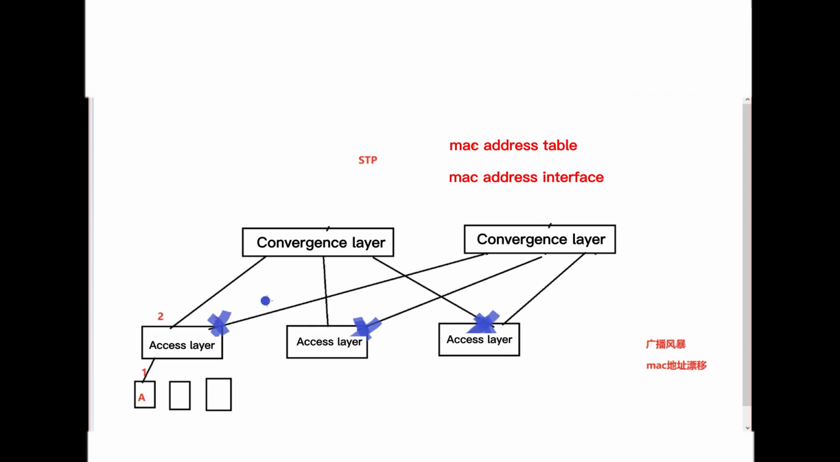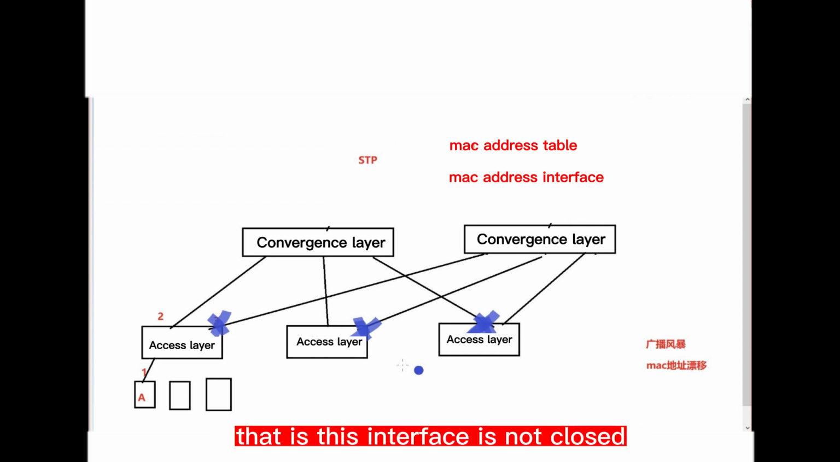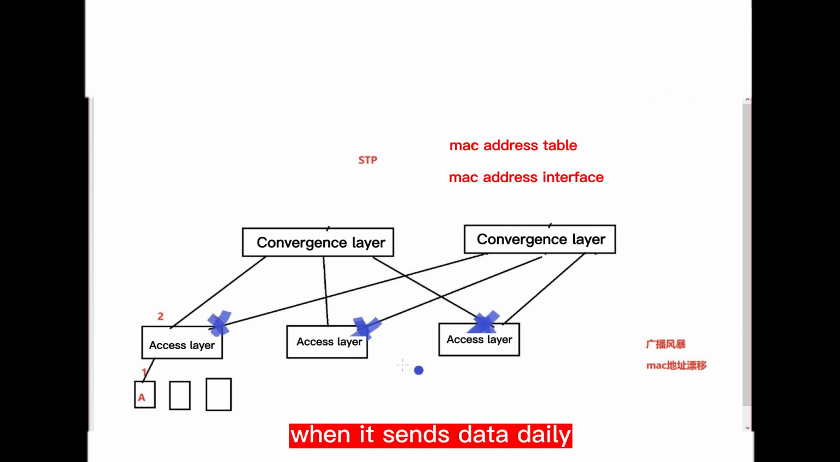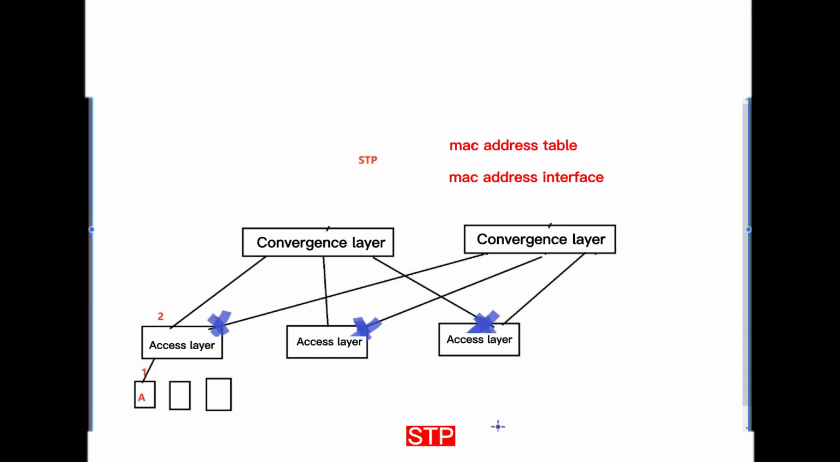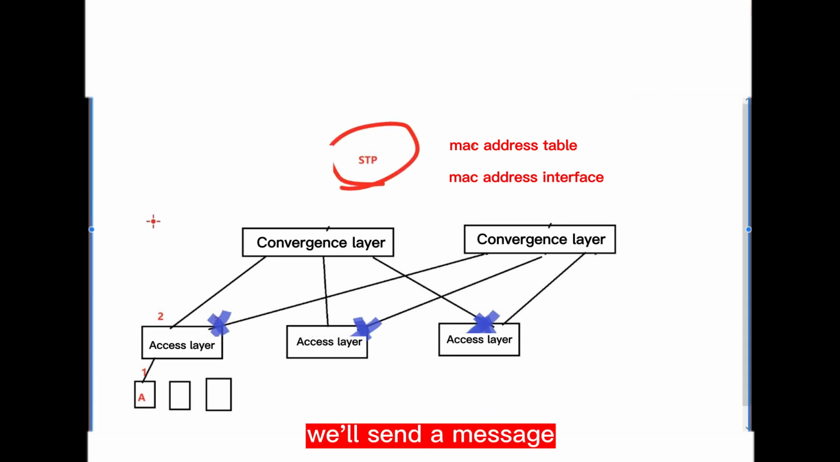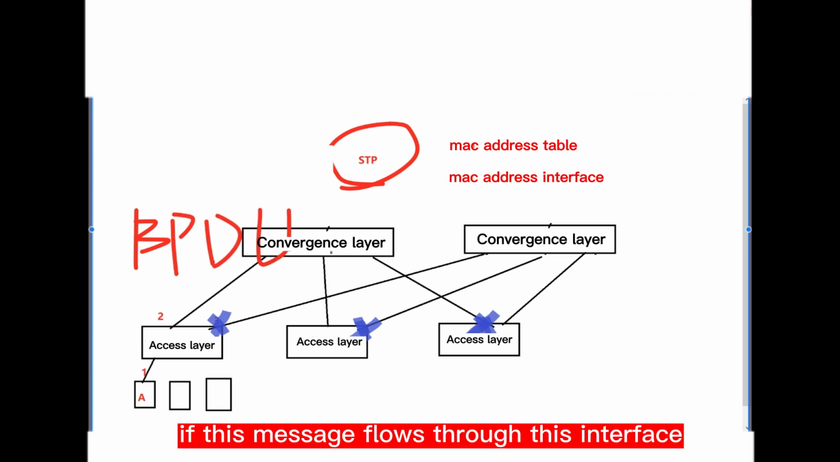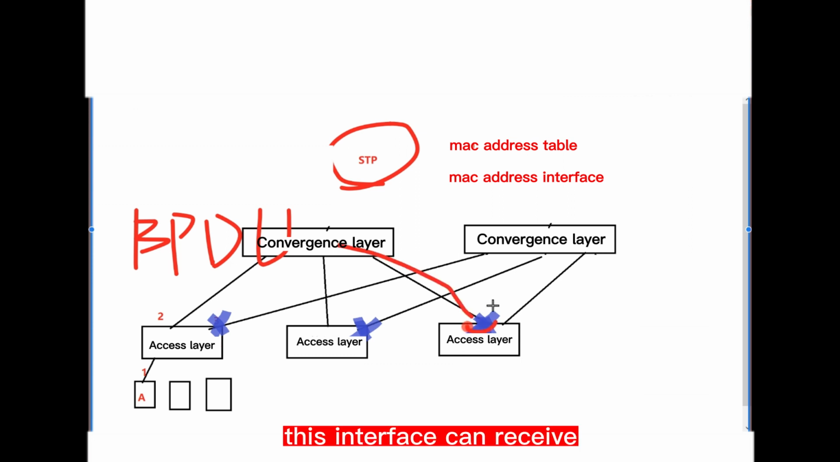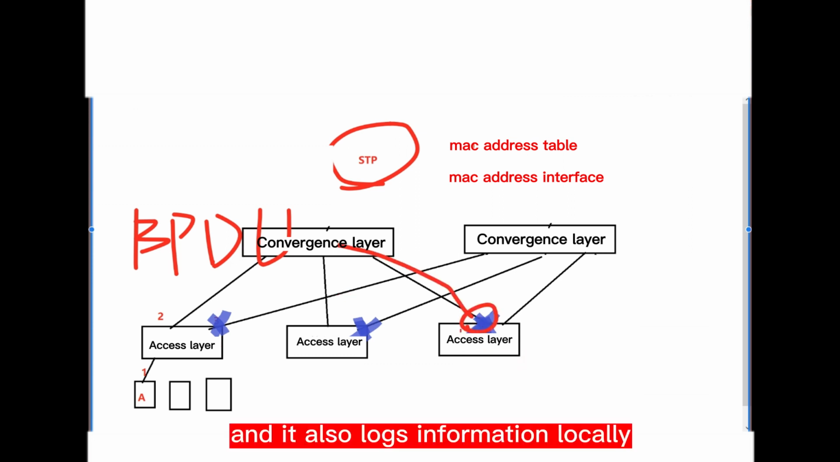Logical blocking. This interface is open, but it does not forward business data. That is, this interface is not closed. When it sends data daily, it can still receive. After we run STP, we'll send a message called a BPDU message. If this message flows through this interface when sending, this interface can receive it, and it also logs information locally. That is, it can receive messages, but it doesn't send messages.